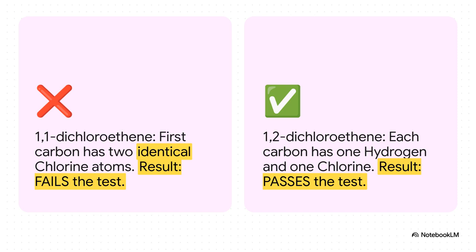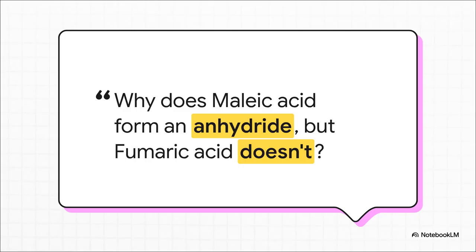But then look at 1,2-dichloroethane. Each carbon is bonded to 1 hydrogen and 1 chlorine, 2 different groups. It passes with flying colors, and it will have cis and trans isomers. So why does this all matter?